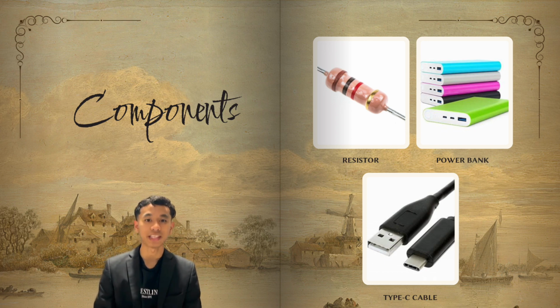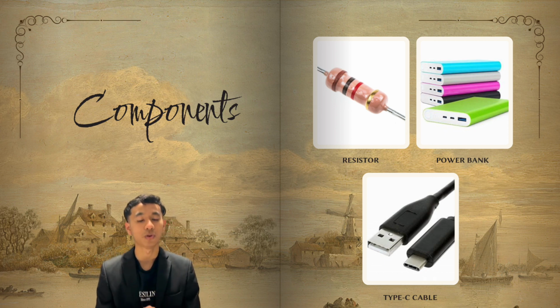A power bank is used as the power supply to provide portable and stable power to the ESP32. Lastly, the Type-C cable is used to connect the ESP32 to the power source and for uploading the program during development.